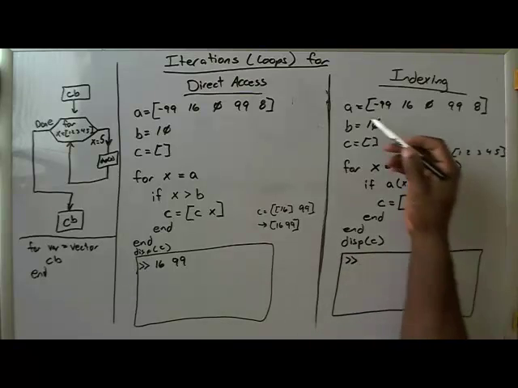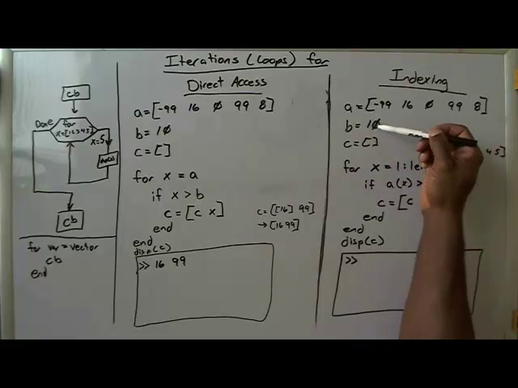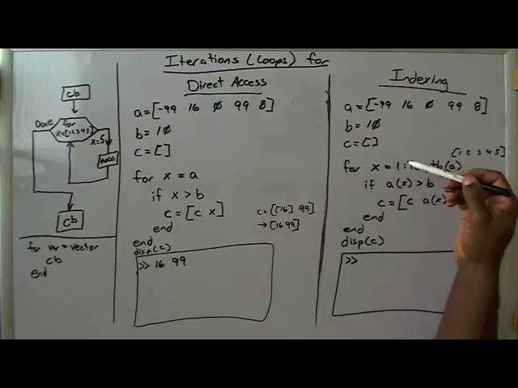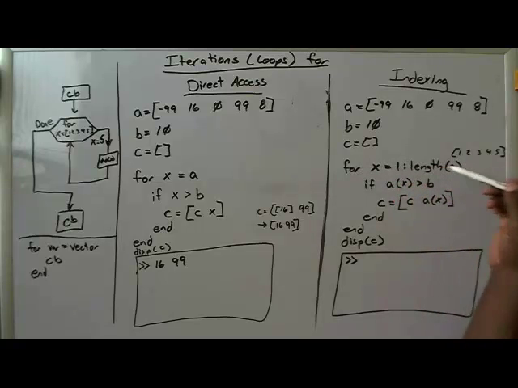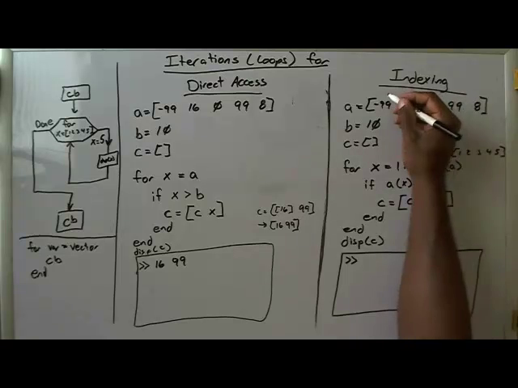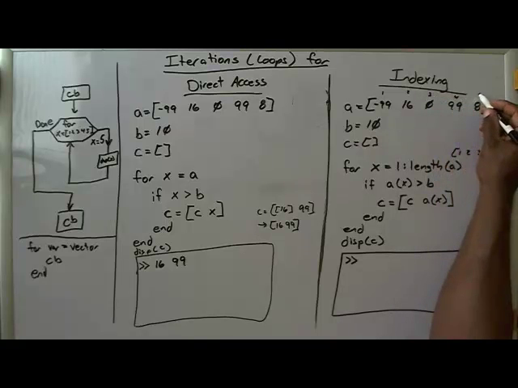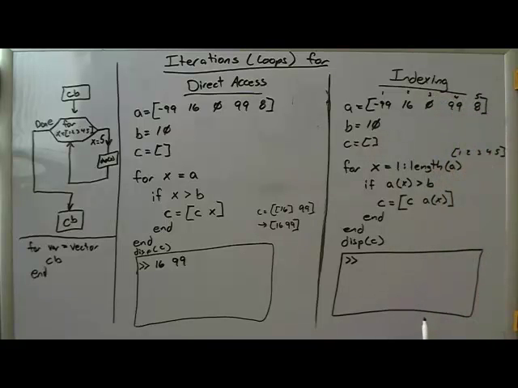After I finish my loop, once again, I'll go through this. Okay, so A equals this vector. Next line of code, B equals 10. Next line of code, C is the empty vector. For x equals 1 to the length of A, which sets up the vector 1, 2, 3, 4, 5, which are the indices of vector A. Once again, 1, 2, 3, 4, 5. Been doing that since day one.